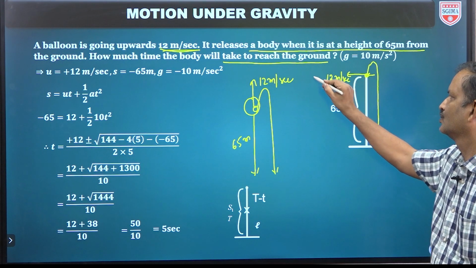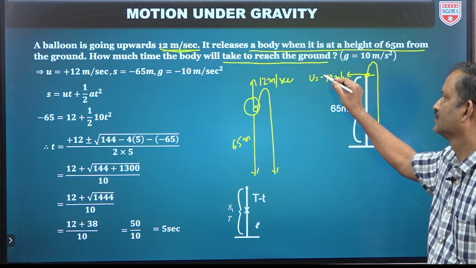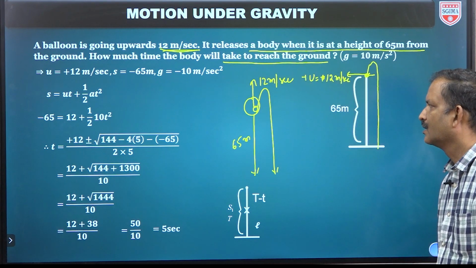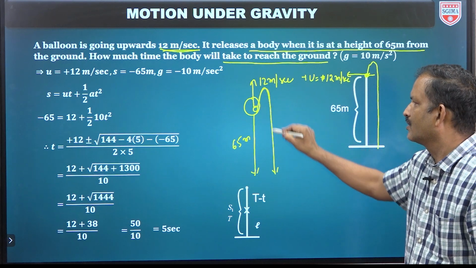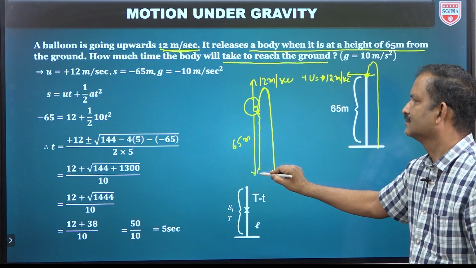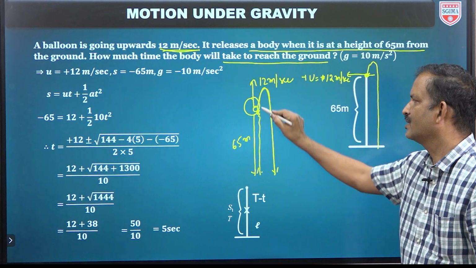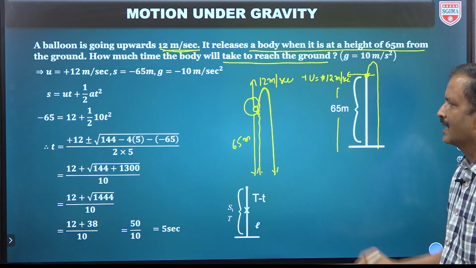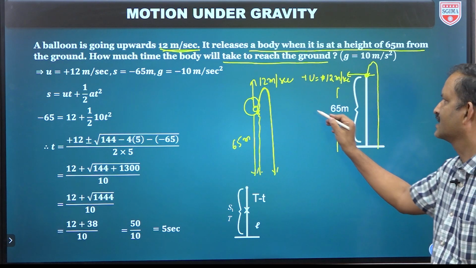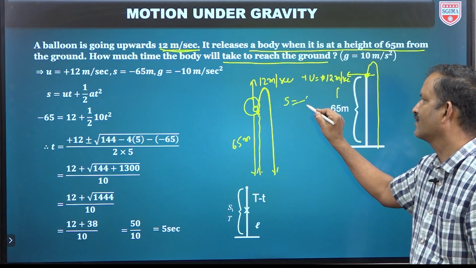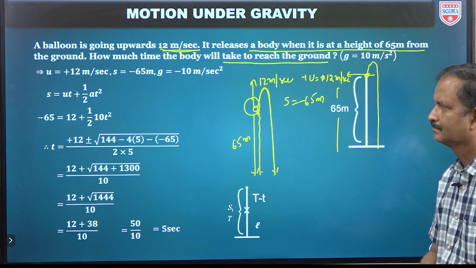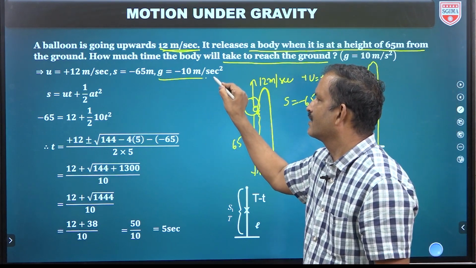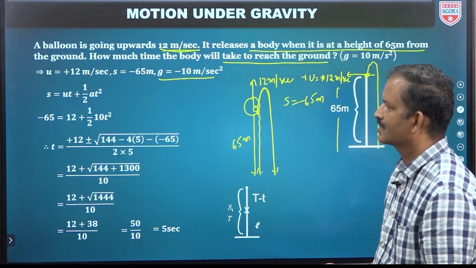That is, u is positive, u is plus. It reaches the ground. This is the displacement. Between the initial point and the final point, the distance is the displacement. That displacement is negative, minus 65. S is minus 65 meters. And g, the acceleration due to gravity, is in the downward direction, minus 10 meters per second square.